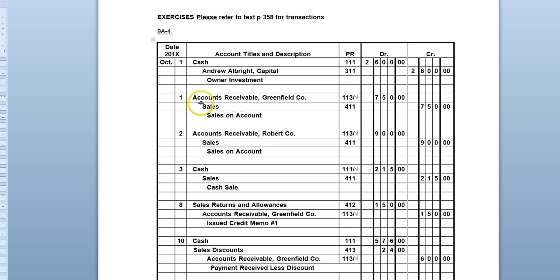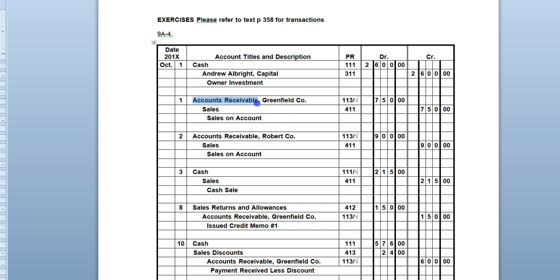Now, the second one, where it reads in your book, sold merchandise on account. That's a credit sale. Invoice number one: we prepare a sales invoice and issue it to our customer, who is the buyer. The buyer's name here is Greenfield, who's going to owe us money. The sale is for $750, so we bring on a debit to accounts receivable for 750, and again the credit is to the sales account.